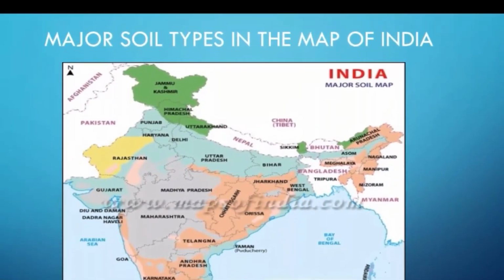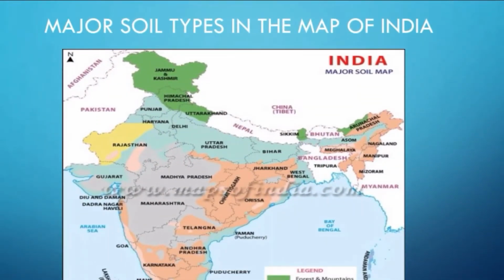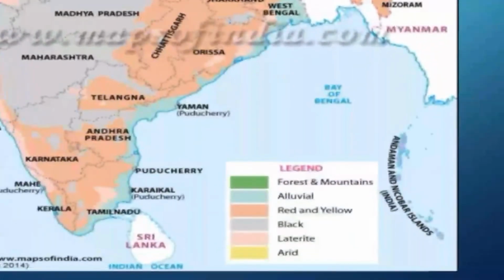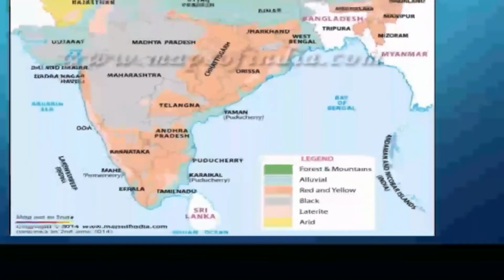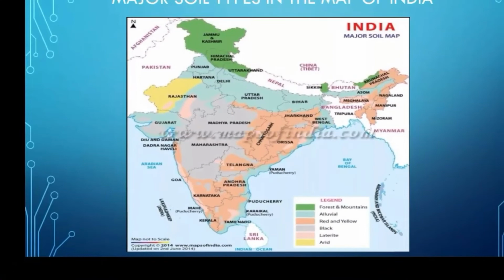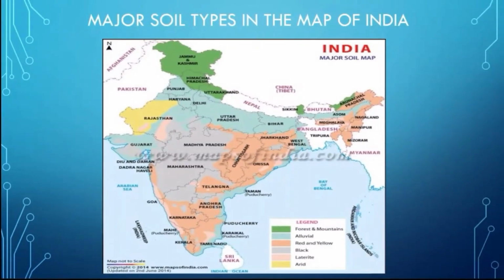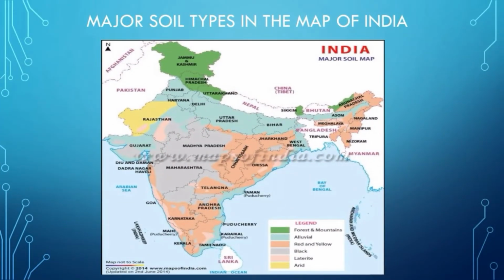Now let's have a look at the major soil types in the map of India. Here in the boxes, the names of the soils are given: forest and mountain soil, alluvial soil, red and yellow soil, black soil, laterite soil and arid land. Now one by one we are going to learn about major soil types in India.